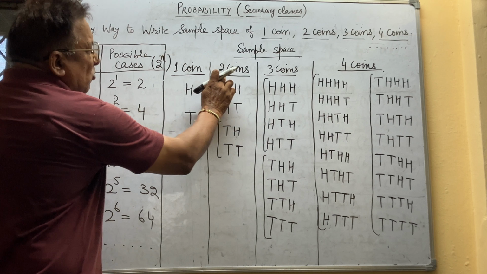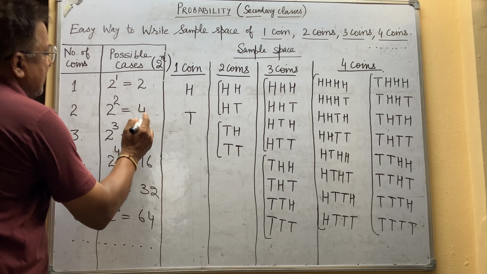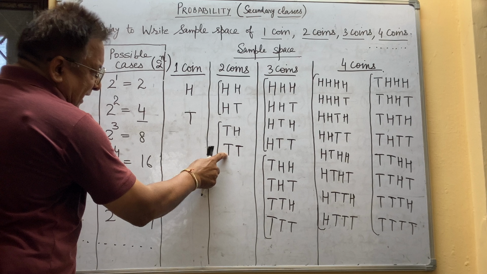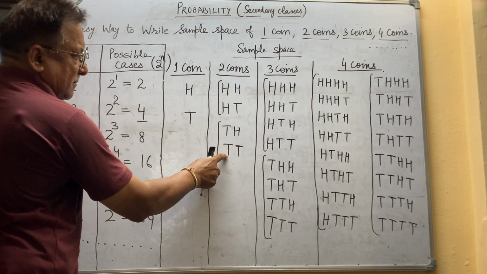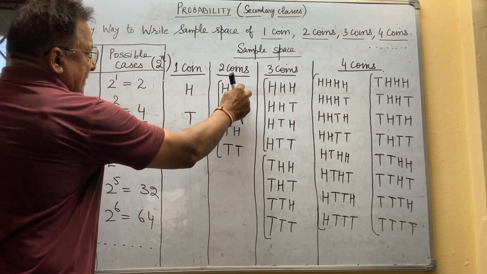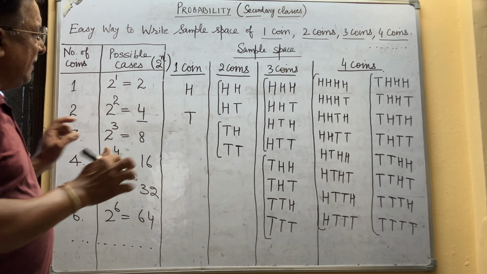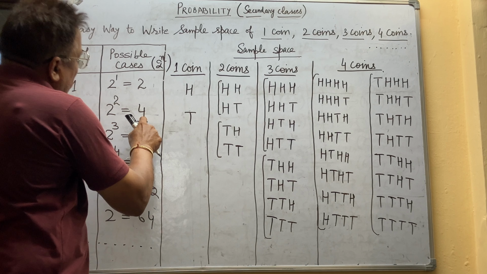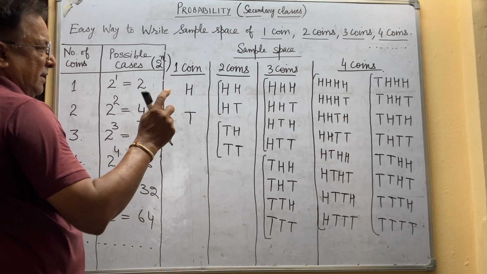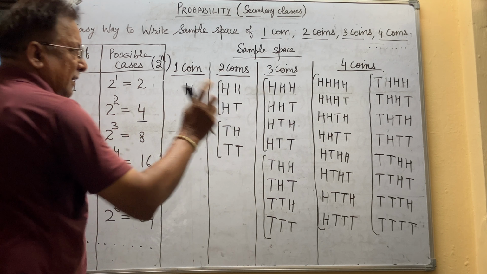If I toss 2 coins, how to write? 2 coins means number of cases are 4. You will write 2 heads, 2 tails. Now what is half of 2? It is 1. Then you write it 1 head, 1 tail, 1 head, 1 tail. Once again, if 2 coins are tossed, number of cases 4, you will take half heads, half tails. 2 head, 2 tail, then alternately head, tail, head, tail.